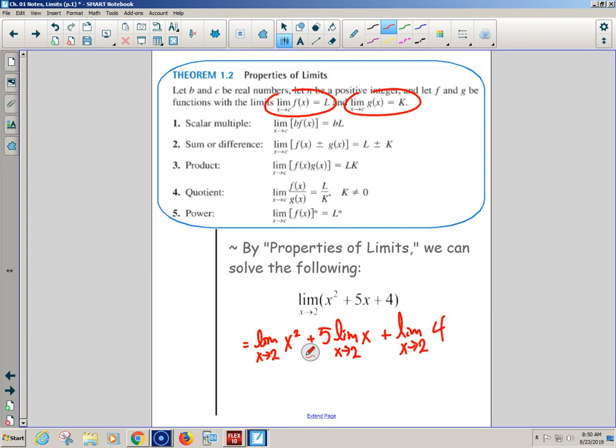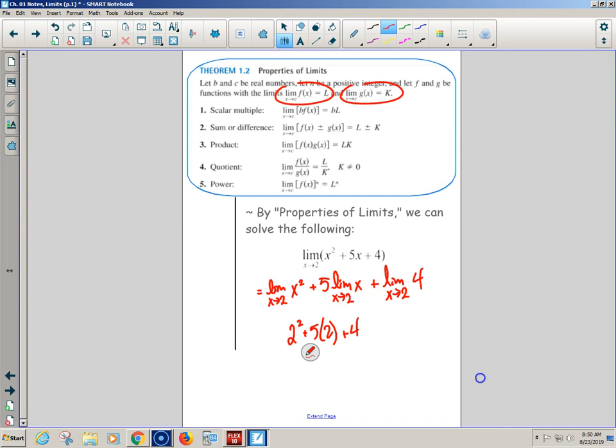But when I'm having you just plug it in, it's because x squared, 5x, and 4 are all nice continuous functions where the limit exists as x approaches 2. But the shortcut is, oh, no big deal, it's 2 squared plus 5 times 2 plus 4, which you guys saw in your summer packet, which is 18.